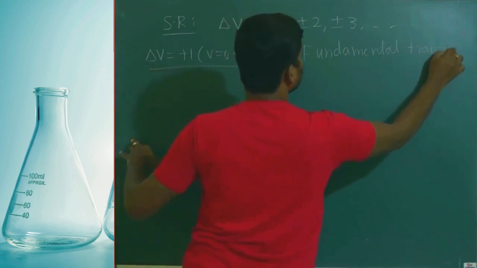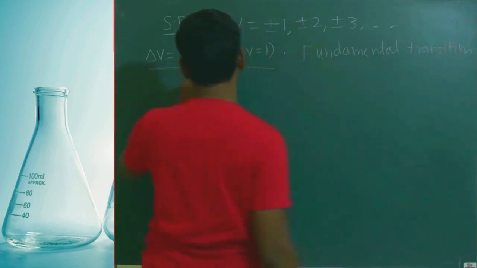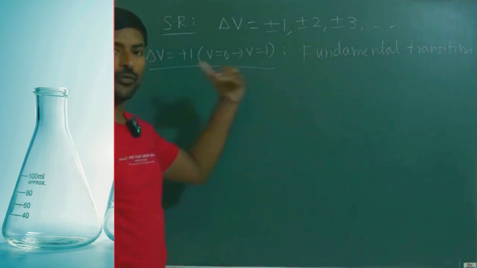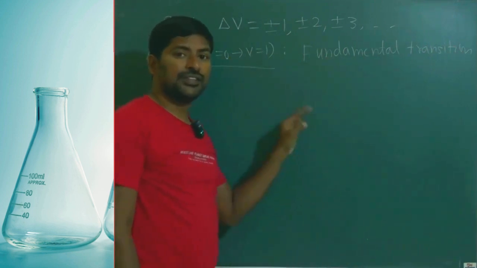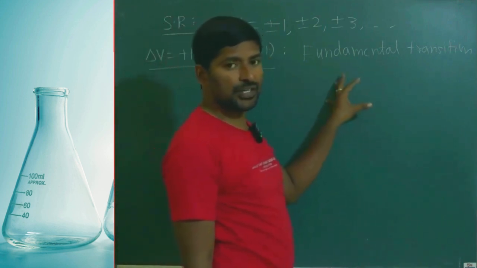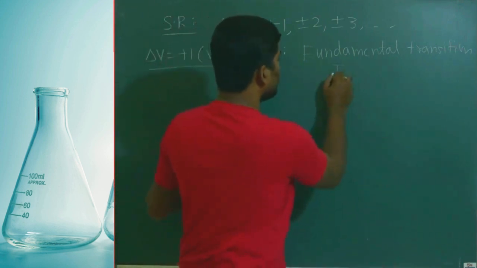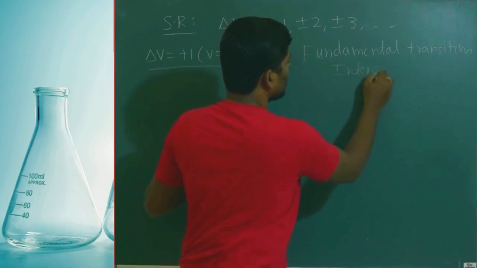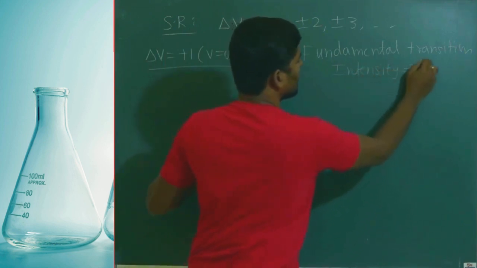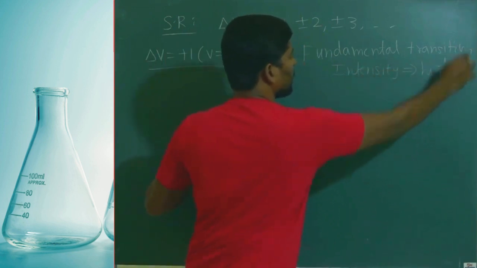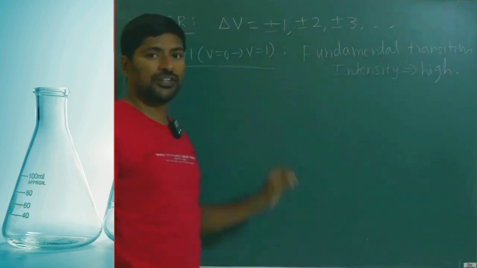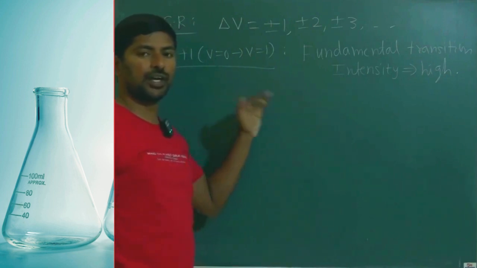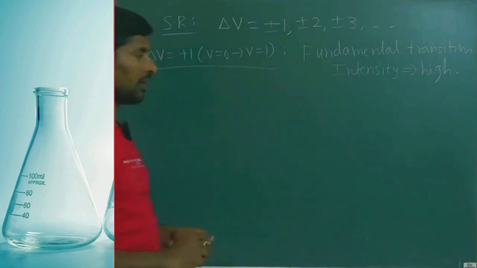Generally, the population in the V equal to 0 state is more compared to higher vibrational energy levels. So that's why the intensity of the spectral line corresponding to the fundamental transition is higher compared to other transitions. Why is its intensity high? Because the population in the ground state is high compared to higher vibrational energy levels.